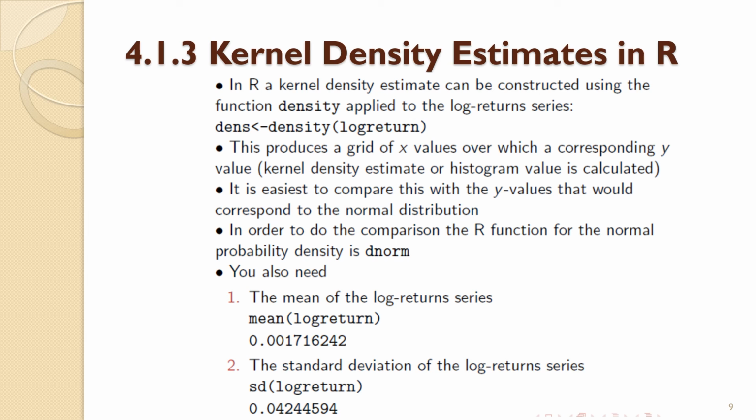In order to do this, what you need to do is match the mean and the standard deviation of the log returns. To calculate the mean of the log returns, as we've seen before, you just need in R mean of the log return, and to calculate the standard deviation, the R command is sd for standard deviation. Once you've got these mean and standard deviation values, you can then use the dnorm function to see how the normal distribution compares to this fancy histogram, this kernel density estimate.